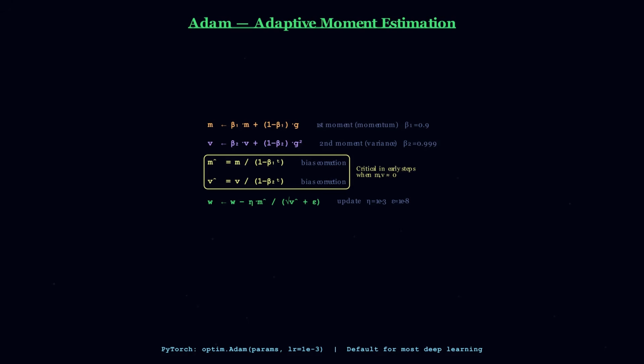Default hyperparameters: beta 1 equals 0.9, beta 2 equals 0.999, epsilon equals 1 times 10 to the power of negative 8. Learning rate equals 1 times 10 to the power of negative 3. These defaults work well for almost every task. In PyTorch, optim.Adam. Use it for everything until you have a reason not to.